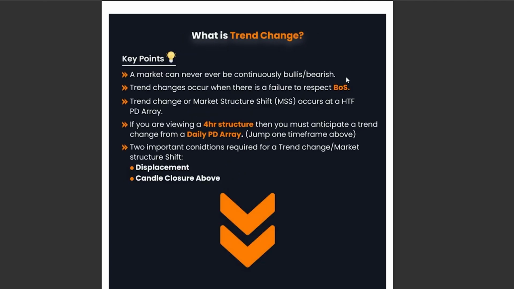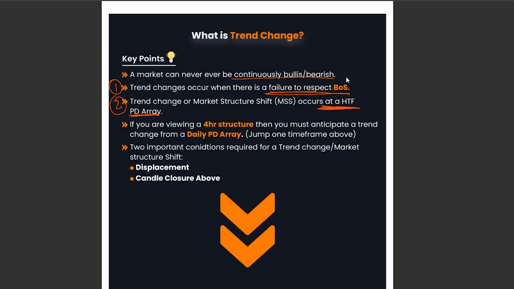Now an important thing to remember is that a market can never be continuously bullish or bearish, and trend changes happen more often than not. There are two main things to remember regarding trend change. Firstly, trend change happens when there is a failure to respect break of structure, when you are unable to create higher highs in an uptrending market and lower lows in a downtrending market. Secondly, trend changes occur at a higher time frame PD array.